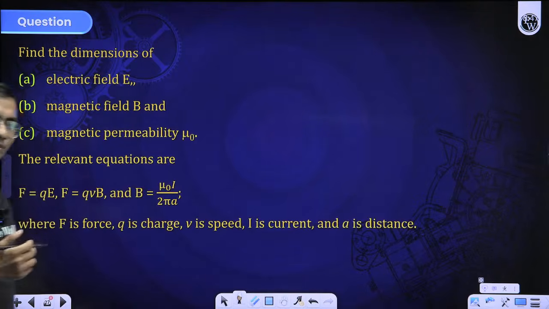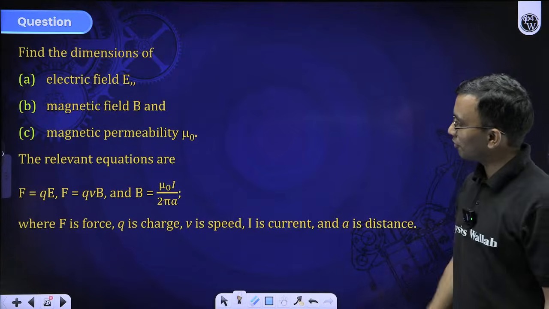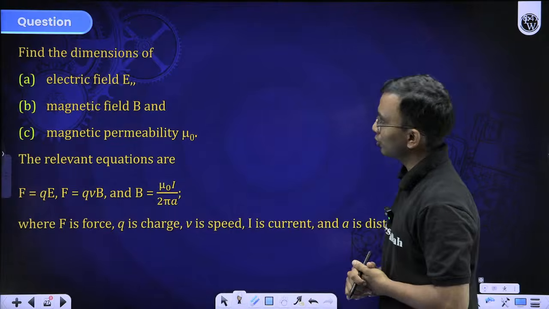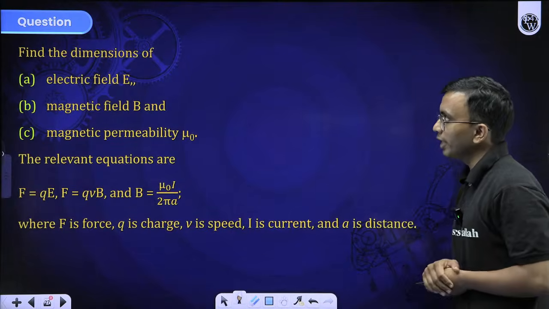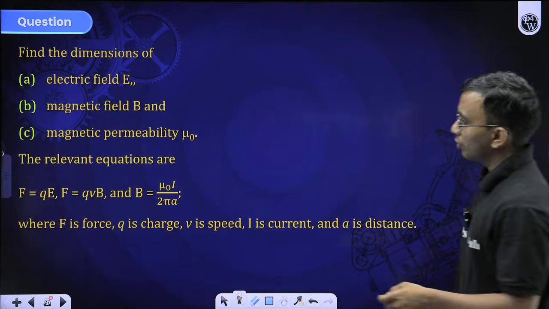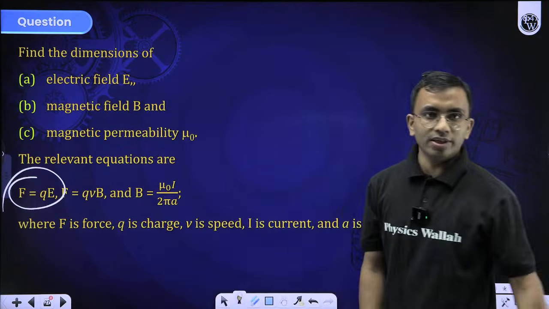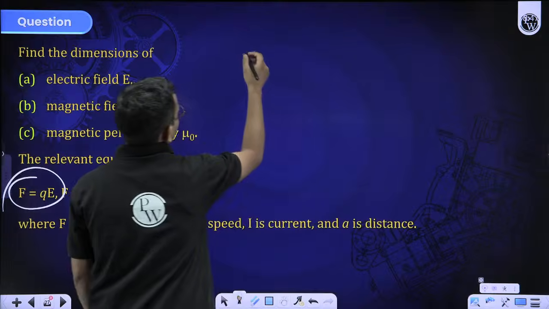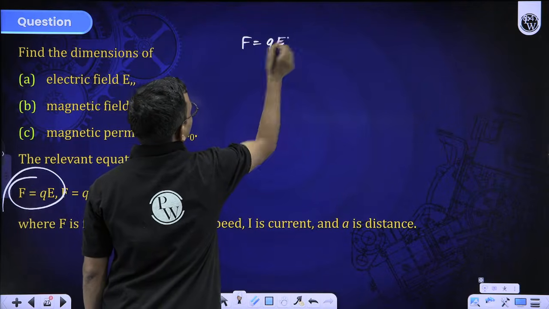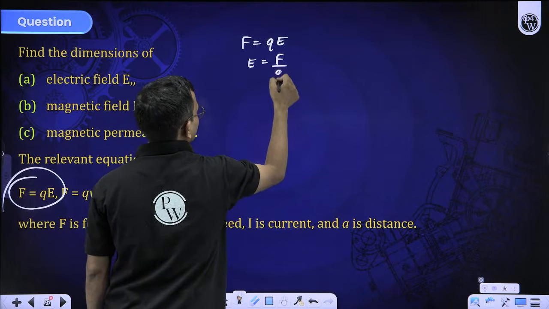Okay, let us do these questions. These require some formulas of 12th class, and here those formulas are given to us. So let us go one by one with option A. Electric field. The formula is given as: force is equal to charge into electric field. So use that. From there I can say electric field is equal to force by charge.